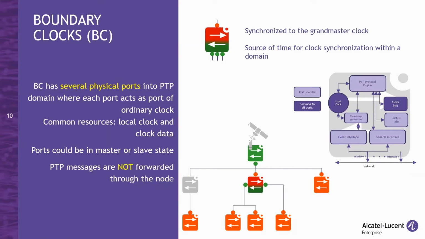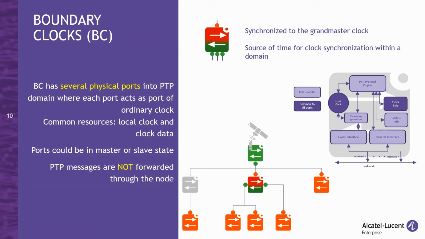A boundary clock, as opposed to an ordinary clock, has multiple physical ports into the PTP domain. One port acts as a slave and synchronizes to the grandmaster clock, and one or more ports act as a master to which other slave clocks will synchronize. It means that all those slave clocks behind the boundary clock don't sync with the grandmaster clock, but with the boundary clock itself. For that reason, a boundary clock doesn't forward messages from the grandmaster clock.